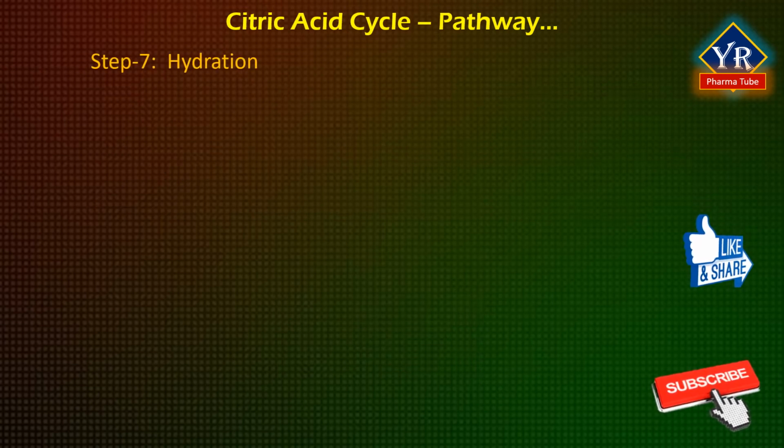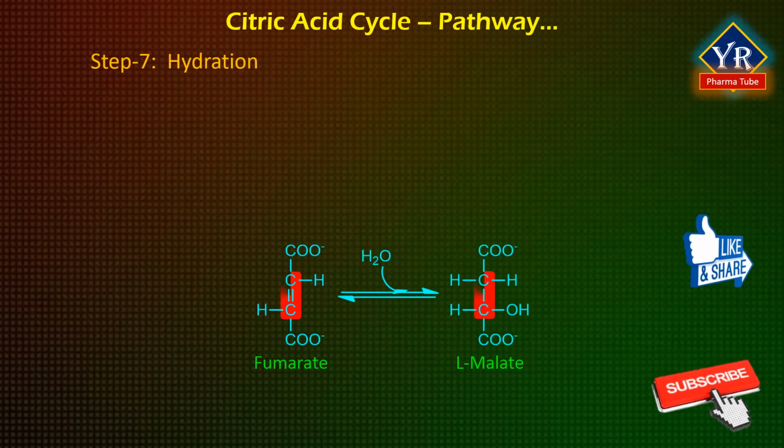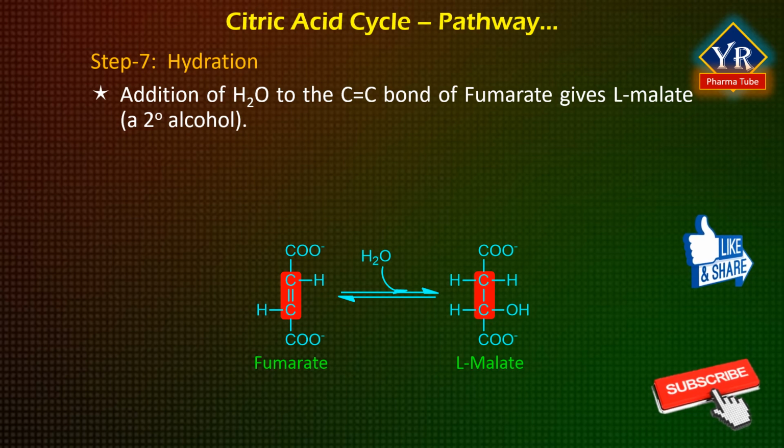Step 7 is hydration of a carbon-carbon double bond. A hydration reaction is a chemical reaction in which a substance combines with water. Water is added to an unsaturated substance which is usually an alkene or an alkyne. In this case, addition of water to the double bond of fumarate gives malate, which is a secondary alcohol.